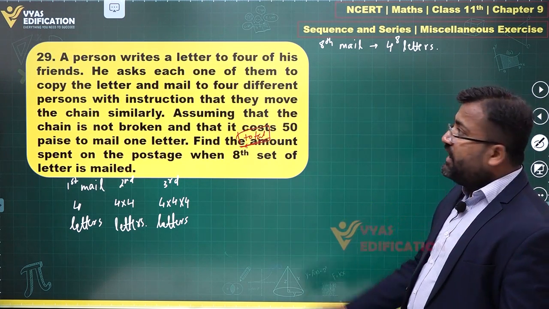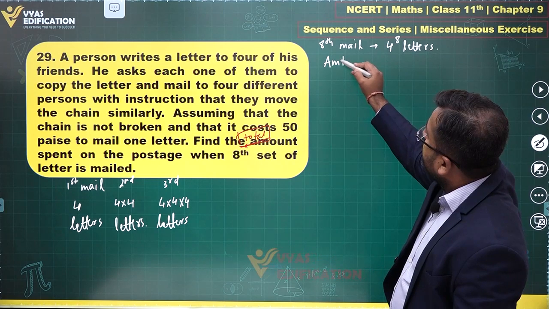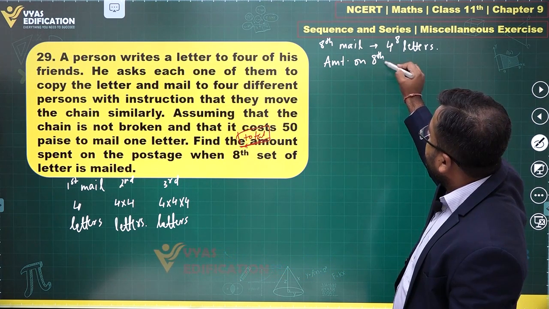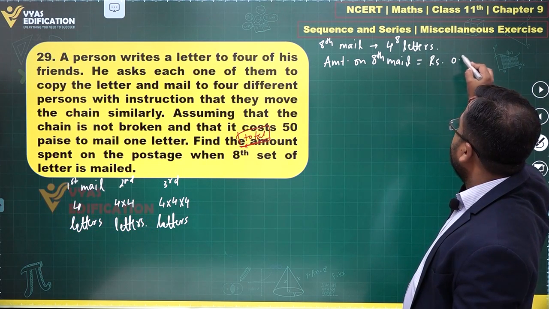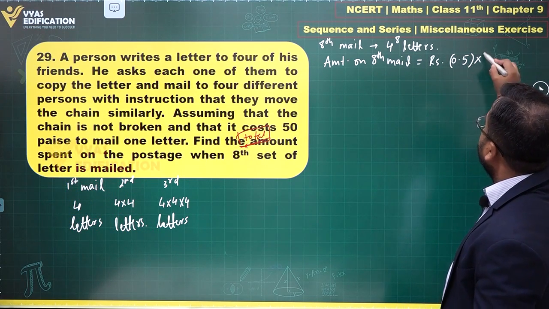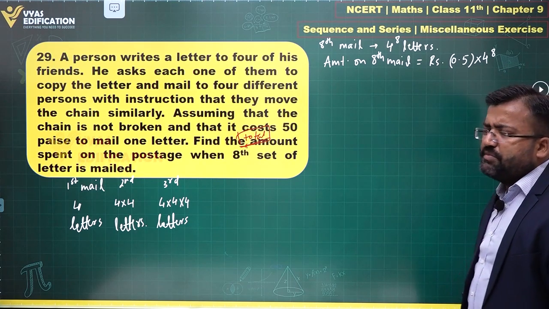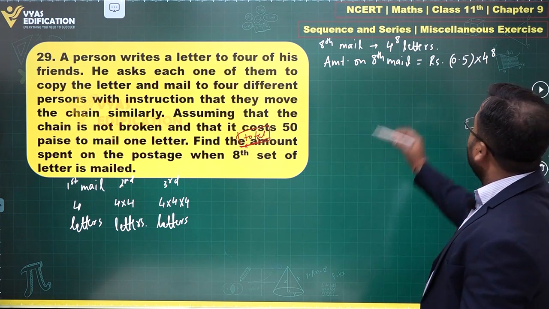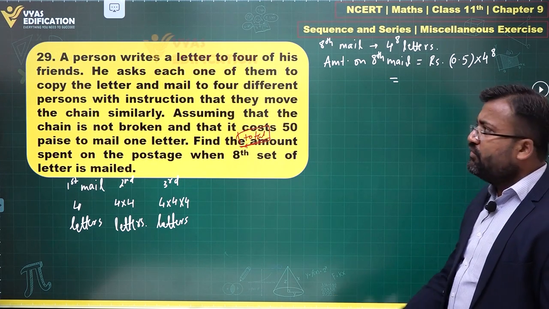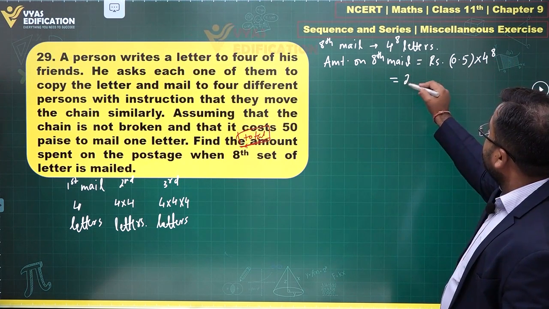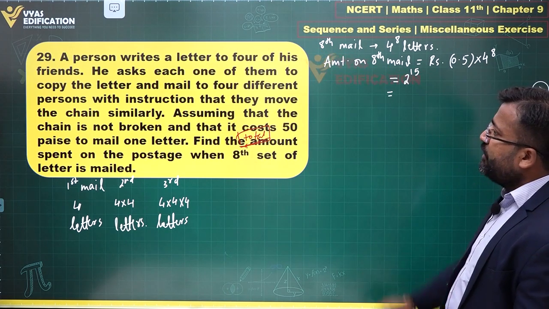The amount spent on the 8th mail is equal to rupees 0.5, 50 paise, into the number of letters, which is 4 power 8. This is the amount spent on the 8th mail. And what does this come out to be? 4 power 8, this 0.5 will be 1 upon 2. So 1 upon 2, 2 power 16, this becomes 2 power 15. And what's 2 power 15 equal to?